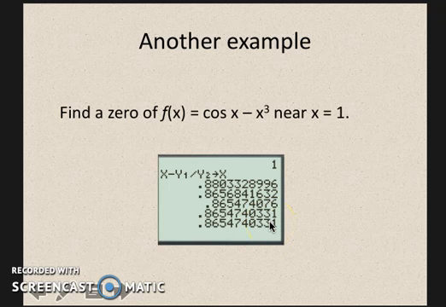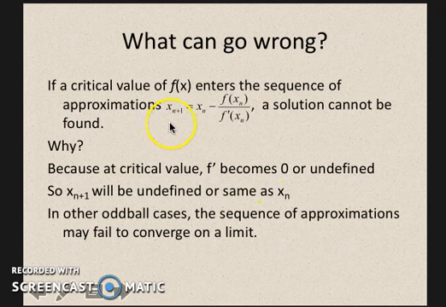But sometimes this Newton's method fails to work. Sometimes you don't get the desired result. When would that happen? It happens when your guess is a critical value, let's say, because if a critical value of f(x) enters the sequence, then you cannot find the zero. Why? Because at a critical value, the derivative of the function is either 0 or undefined.